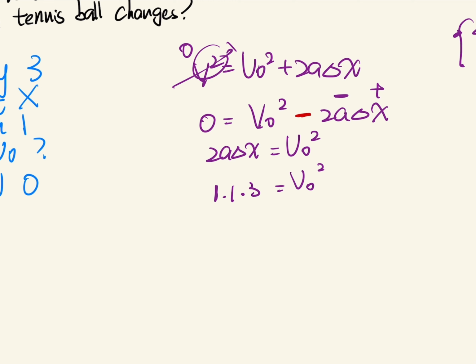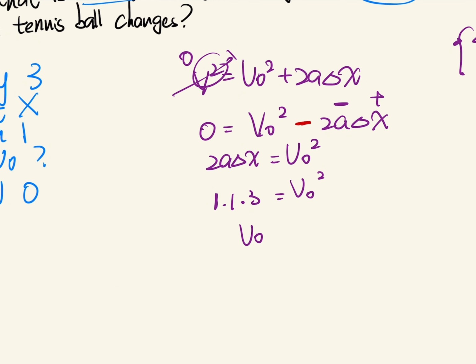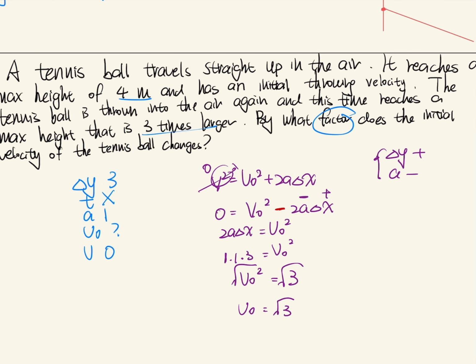Now, if we rearrange, the initial velocity squared equals 3. So the factor of the initial velocity is root 3. So we need an initial velocity that is root 3 times bigger in order to get a max height that's 3 times larger.